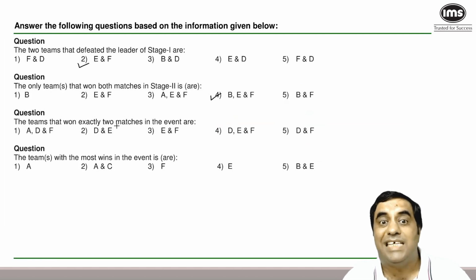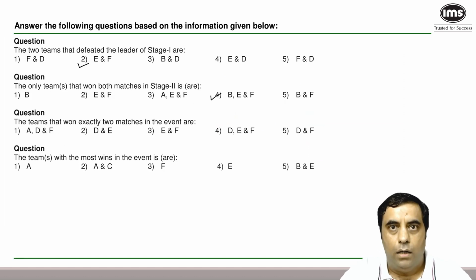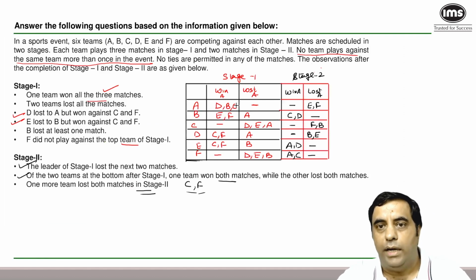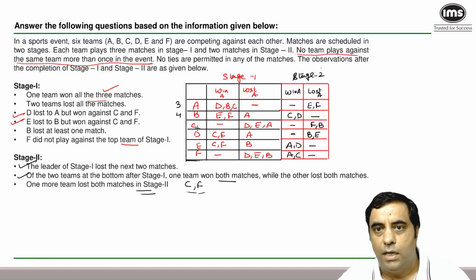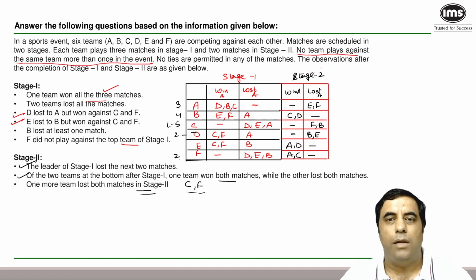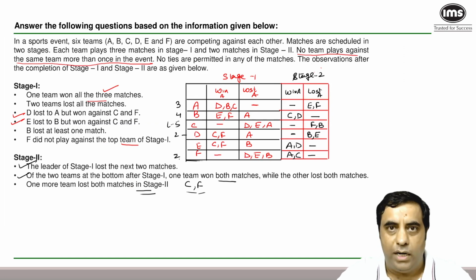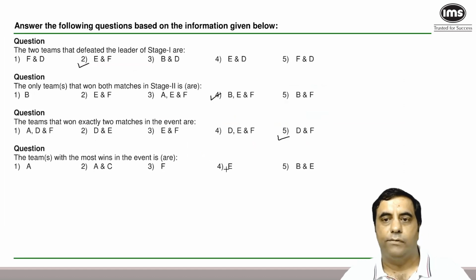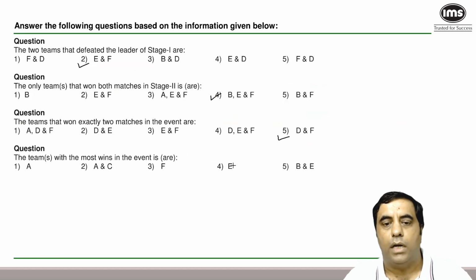The team that won exactly 2 matches in the event. Exactly 2 matches in the event means putting together stage 1 and stage 2. So A has won 3 matches. B has won 2 in round 1 and 2 in round 2, that means 4 matches. C has lost all 5. D has won 2 matches. E has won 4, right? F also has 2. So the question says the teams that have won exactly 2 matches are D and F, and thereby, D and F is the option.